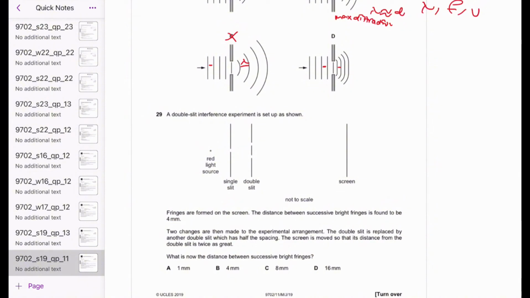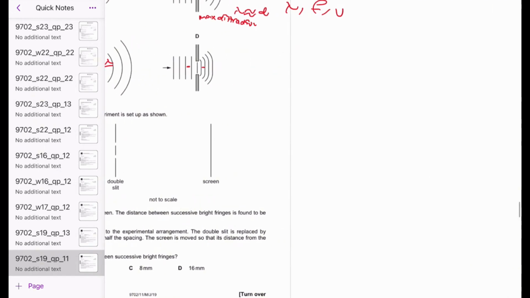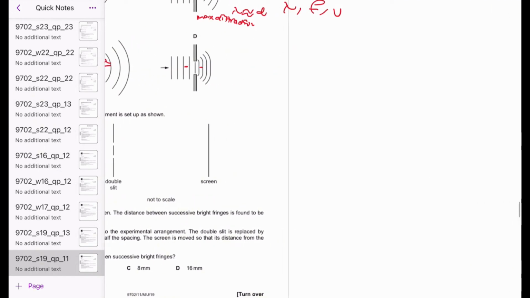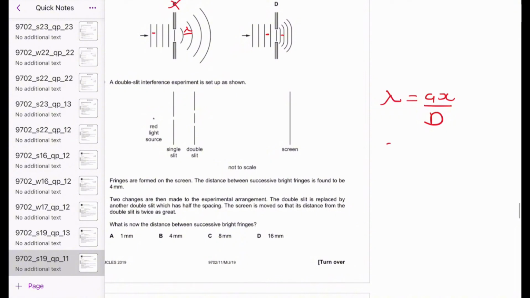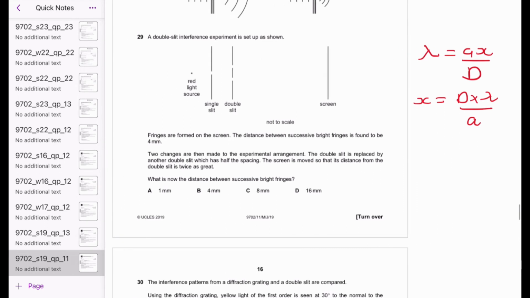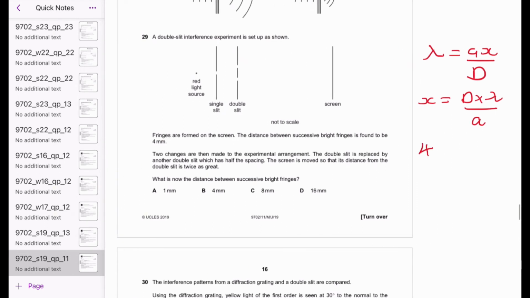Okay, so basically, we want to find now the new distance between successive bright fringes. What do we know? We know that λ is equivalent to ax divided by D. So the value of x is equivalent to D multiplied by λ divided by the value of a. So the value of x that we get in the first place, x1, is equivalent to Dλ divided by a.